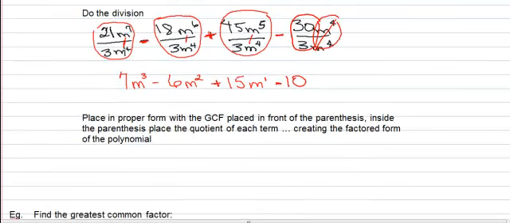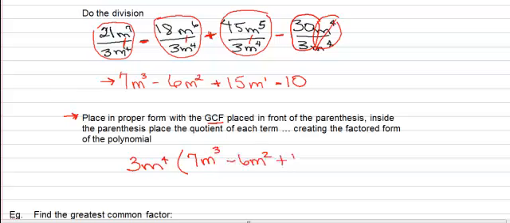And then when we're looking for GCF, the proper form is to take the GCF, so that was 3m to the 4th, and in the parentheses we have the quotient of each term, so we have 7m to the third minus 6m squared plus 15m minus 10.